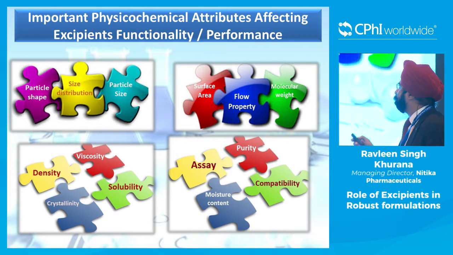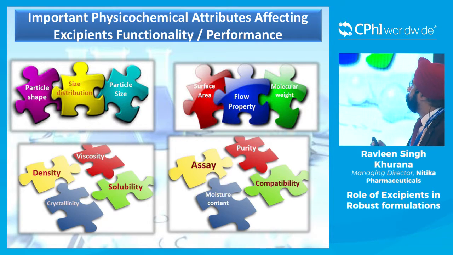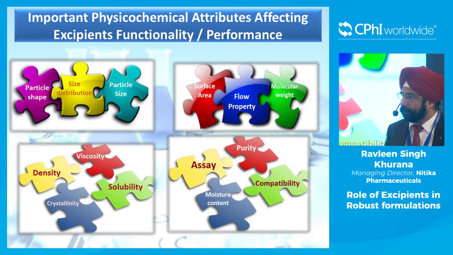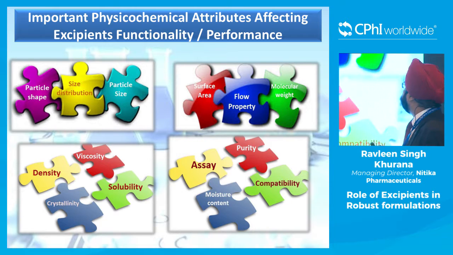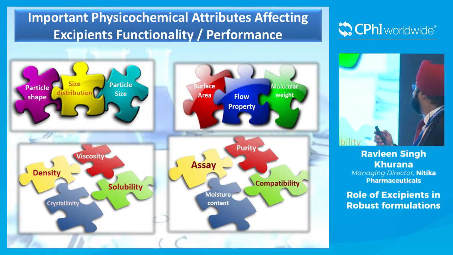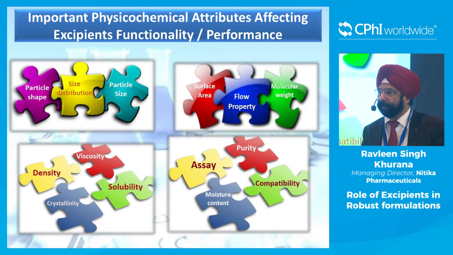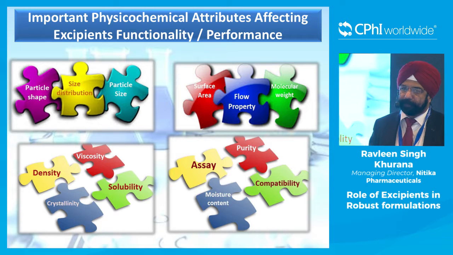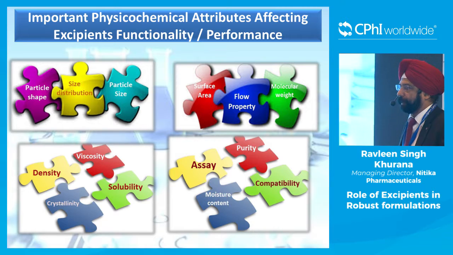So these are the various parameters like particle shape, particle size distribution, surface area, flow property, molecular weight, density, viscosity, crystallinity, solubility, moisture, purity, assay, compatibility. And if you see, most of them are physical parameters rather than chemical ones.